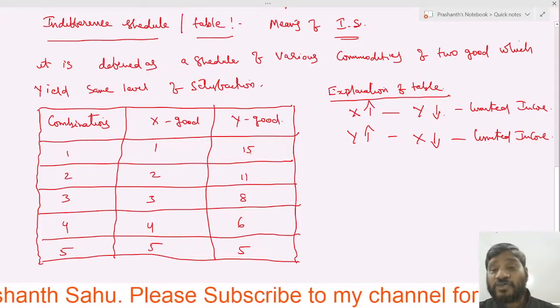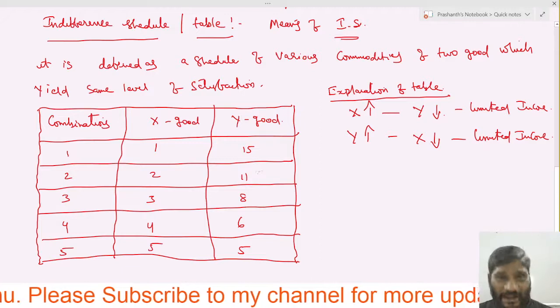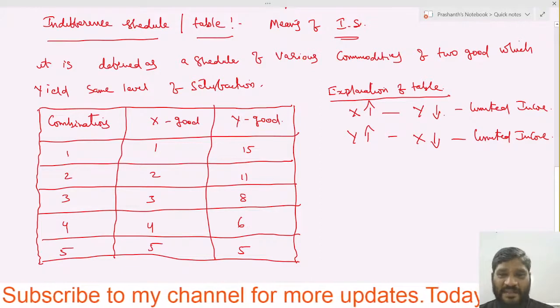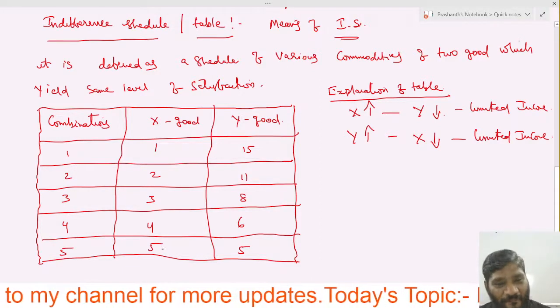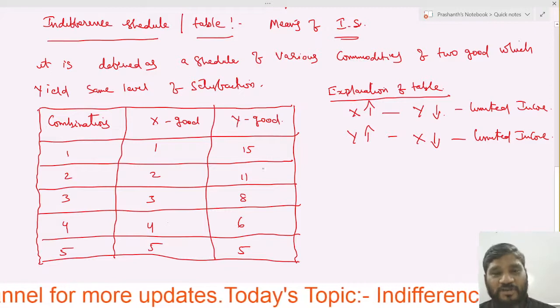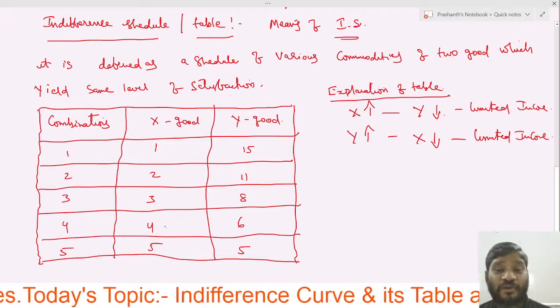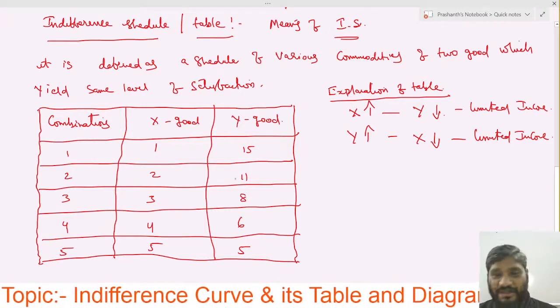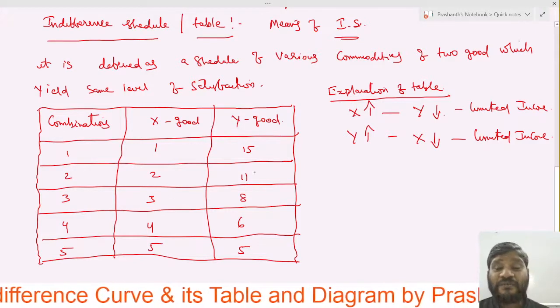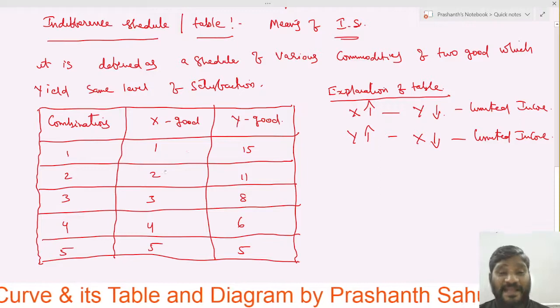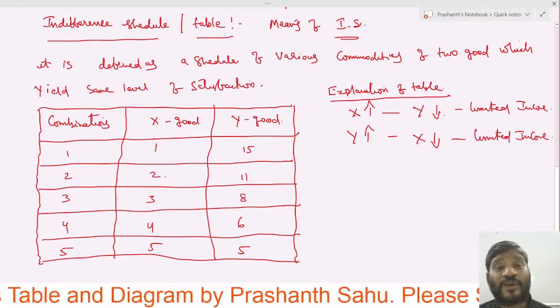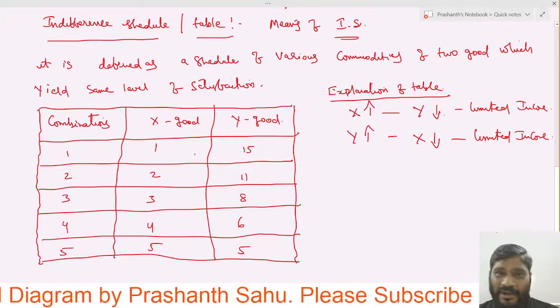Okay now, if he wants to increase Y good from 5 to 6, then he has to decrease X good from 5 to 4. If he wants to increase Y good from 6 to 8, then he has to decrease X good from 4 to 3. Okay, and so on. If he wants to increase the Y good from 11 to 15, then he has to decrease the X good from 2 to 1. Isn't it?